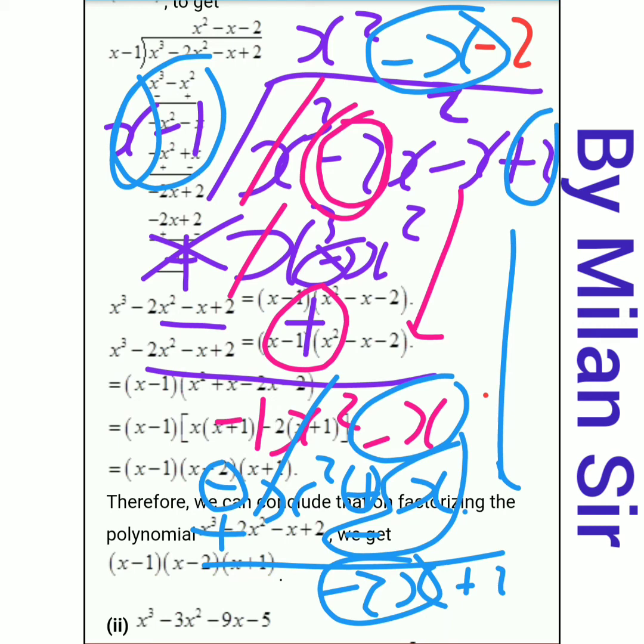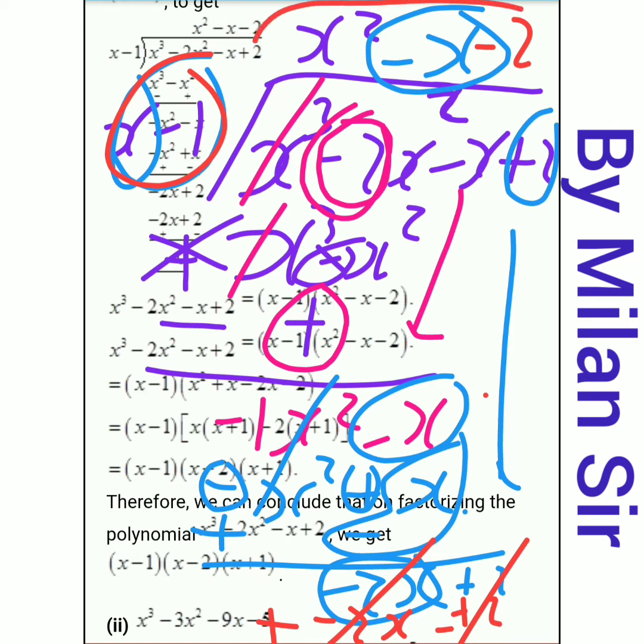Now if you multiply minus 2 with this bracket x minus 1, so minus 2 into x is minus 2x. Again minus minus is plus 2. Here we need to change the sign, plus and minus. So at last plus 2x and minus 2x cancel, and plus 2 minus 2 cancel. So finally you get the remainder as 0.